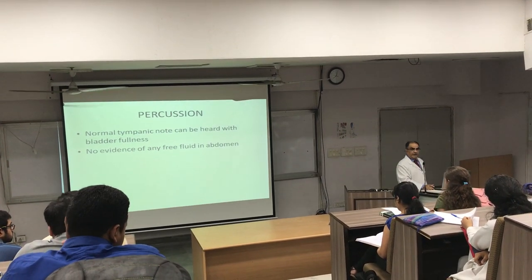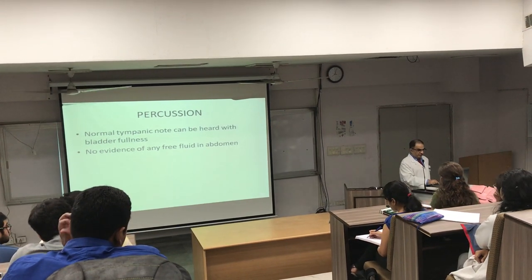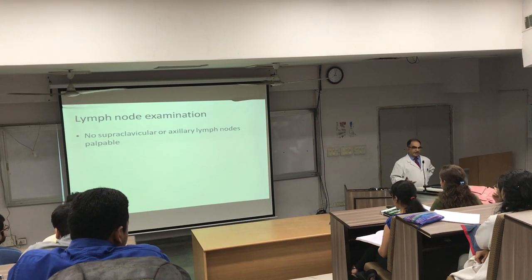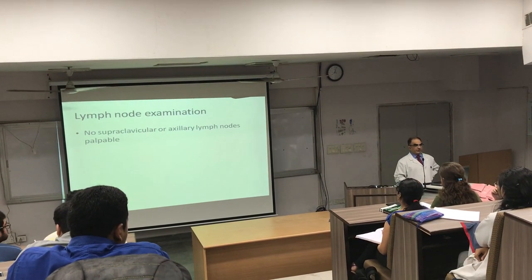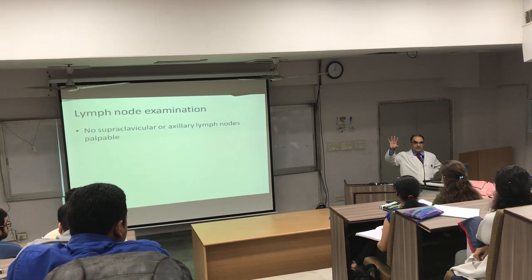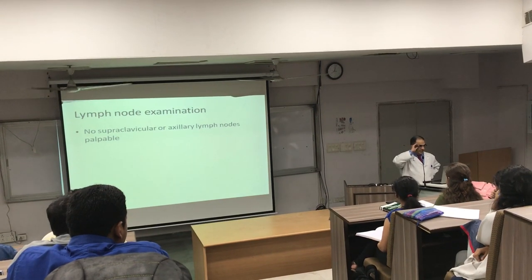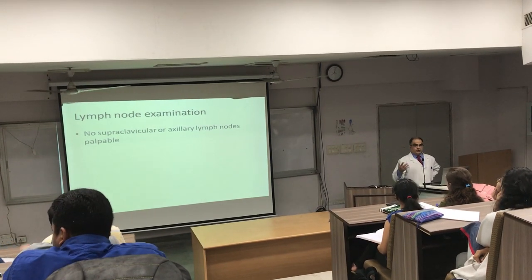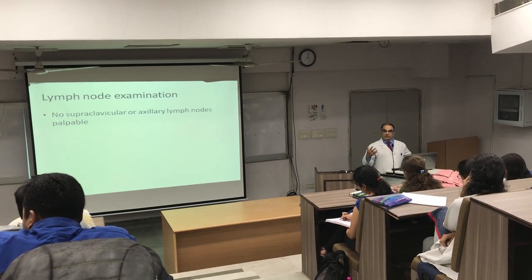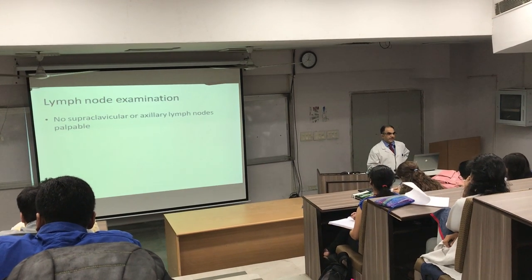So that's done. Clear? Percussion and so on. No, don't say lymph node examination. This looks very, very shabby. If you can't examine lymph nodes of the whole body, basically you would say, I will look for lymph nodes. What is that sign called? Troisier. Troisier sign. And there is no palpable lymph node and there is no tenderness or abnormality in the spine. That completes it.